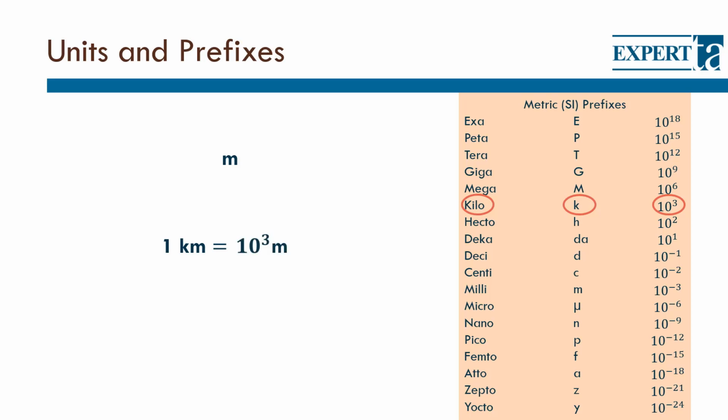Similarly, you can use any of the other ones. What is a nanometer? A nano, indicated by little n, is 10 to the negative 9. So 1 nanometer is 10 to the negative 9 meters. And so on and so forth.